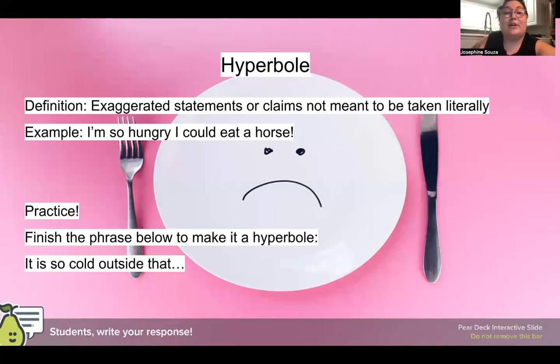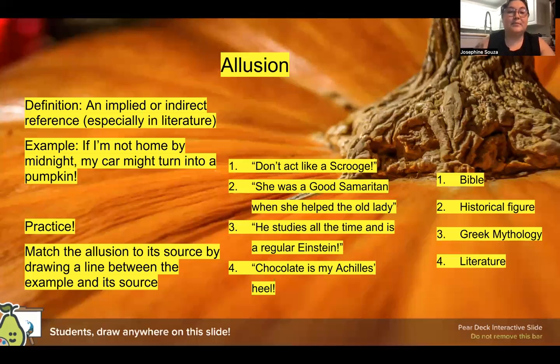Then we get into hyperbole, which is our exaggerated statements. For this one, they're going to be finishing the phrase in order to create a hyperbole. Kids oftentimes really enjoy hyperbole, so this should be a fun one for them. Again, this is a write your response.